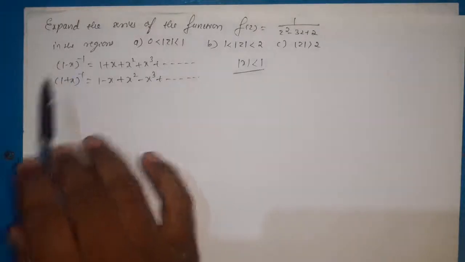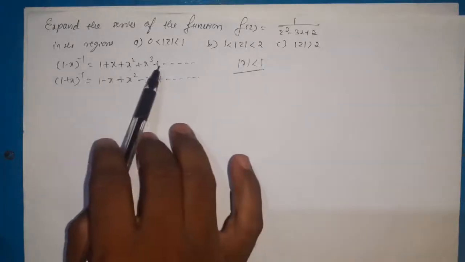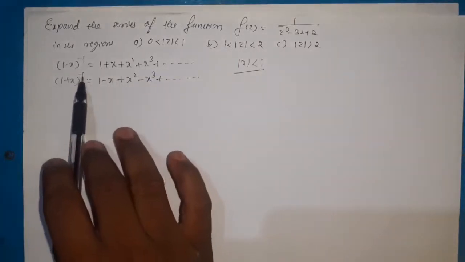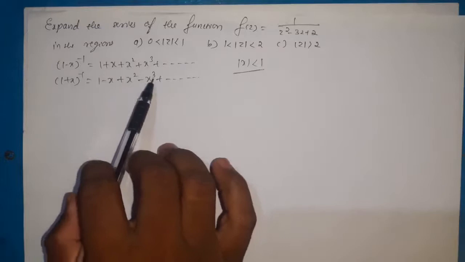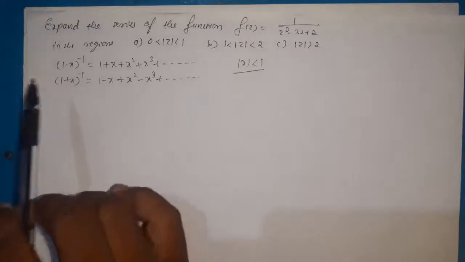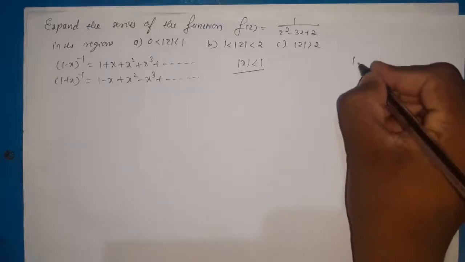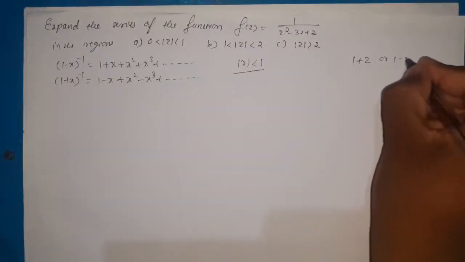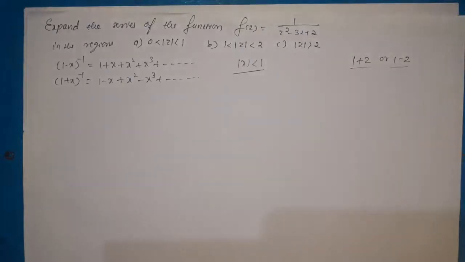So here (1 minus x) whole power minus 1 equals 1 plus x plus x square plus x cube and so on. So this is an infinite series, and similarly (1 plus x) whole power minus 1 is equal to 1 minus x plus x square minus x cube and so on up to infinity. So whatever the function given, that function must be reduced to 1 plus z or 1 minus z. Accordingly we need to adjust the terms by taking common either the constant or the z.